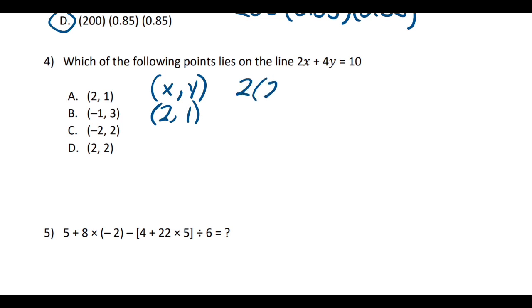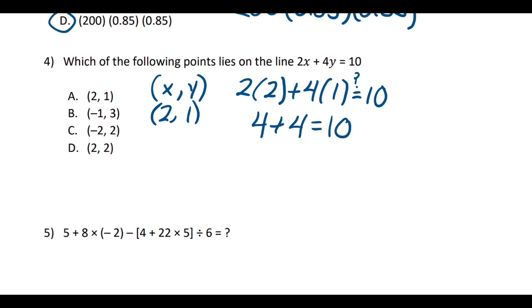We're going to plug that in. 2 times 2 plus 4 times 1 equals 10. And we're going to see if this ends up being true. 2 times 2 is 4, plus 4 times 1 is 4, and that's going to equal 10. 4 plus 4 is 8, which does not equal 10. As you can see, this is not true.